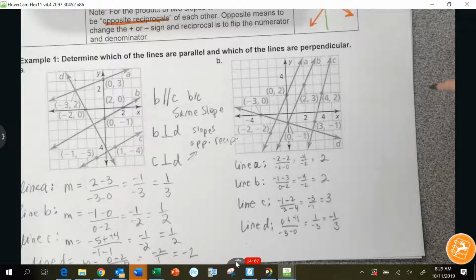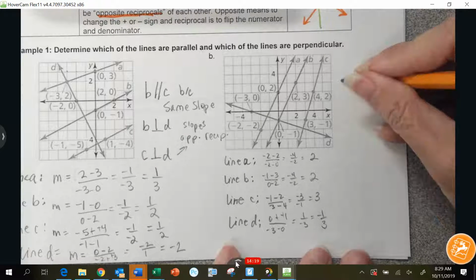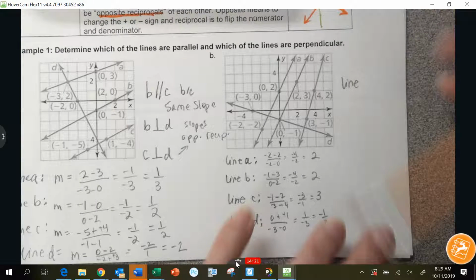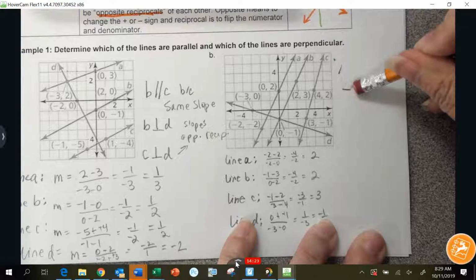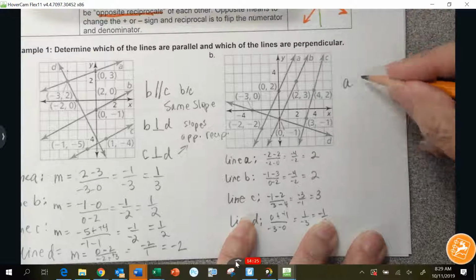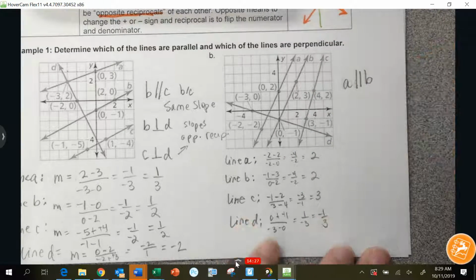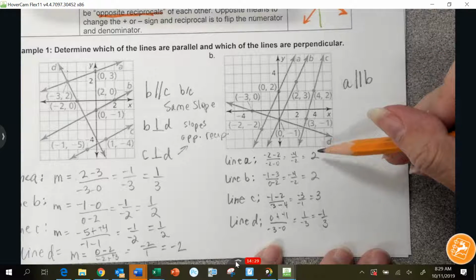Maggie, do we have any parallel lines? Yes, we have parallel lines, line A and line B. A and B are parallel. They have the same slope.